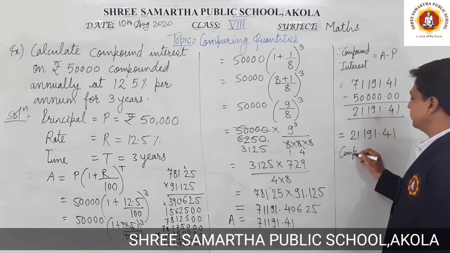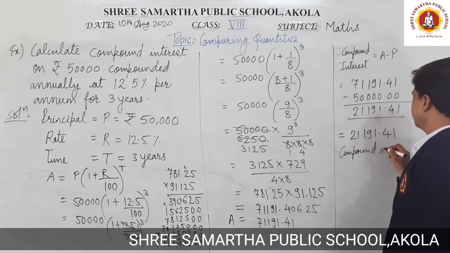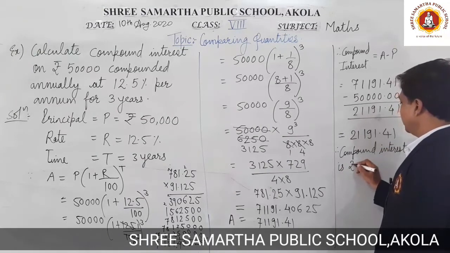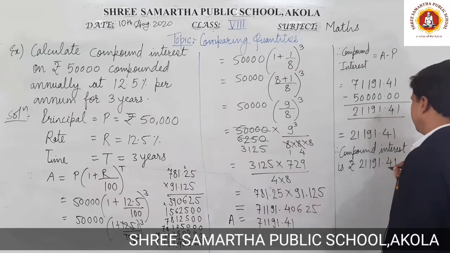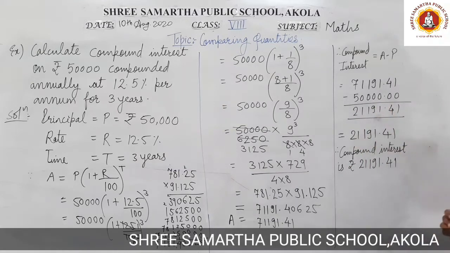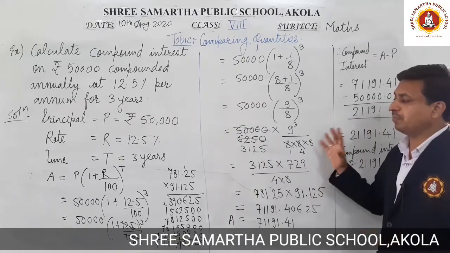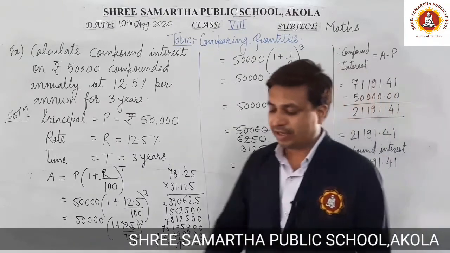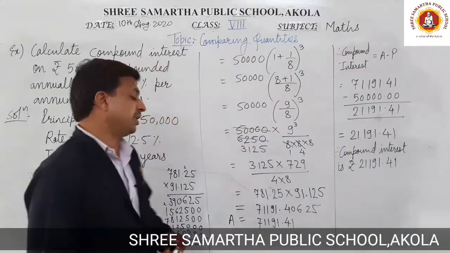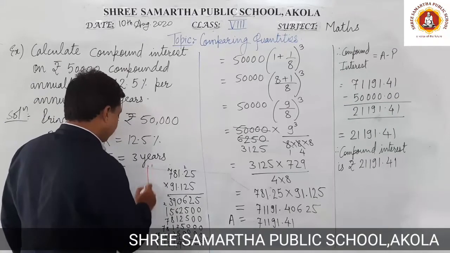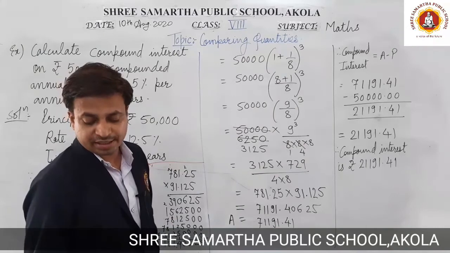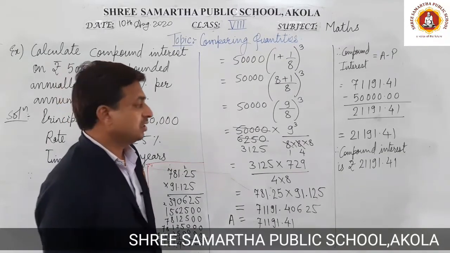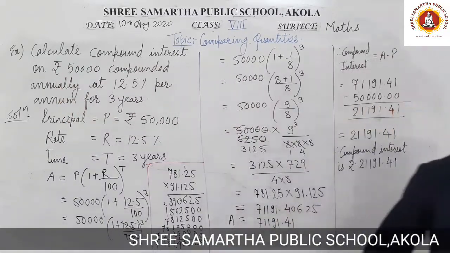Therefore, compound interest is rupees 21,191.41. So dear students, the part of calculation that we are going to consider is a little bit tough, so you should have your calculation proper. If your calculation is proper, you can calculate and find out the answer. So note down the calculation, dear students.